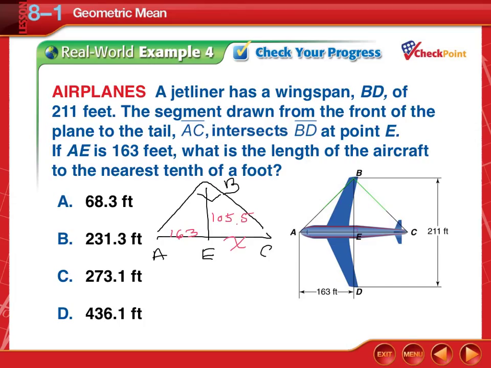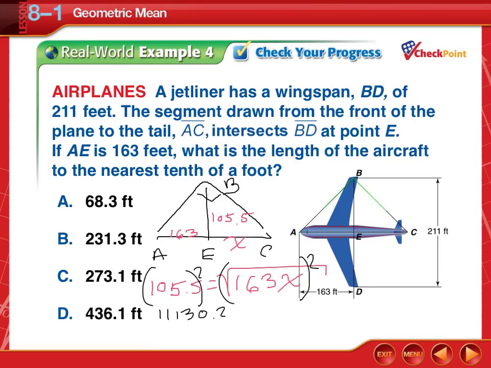Again, very similar here. BE is the altitude, and that is the geometric mean. So we have 105.5 equals the square root of the product of these two segments, 163 times x. If we square both sides, the inverse operation of the square root, to get rid of that radical, then I have 11,130 and a quarter equals 163x.